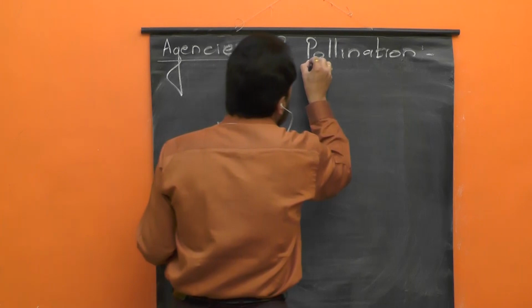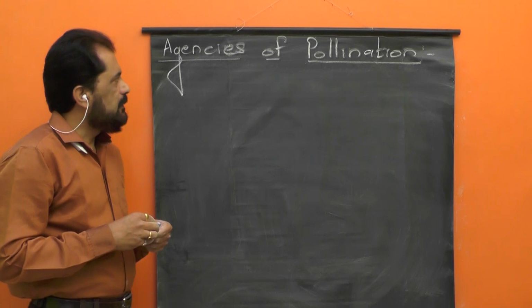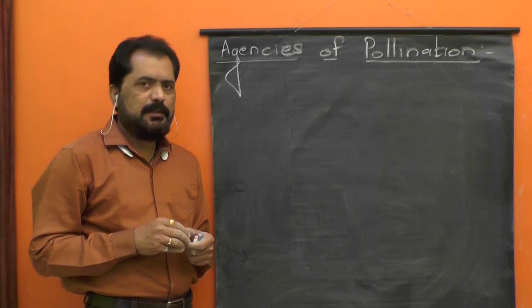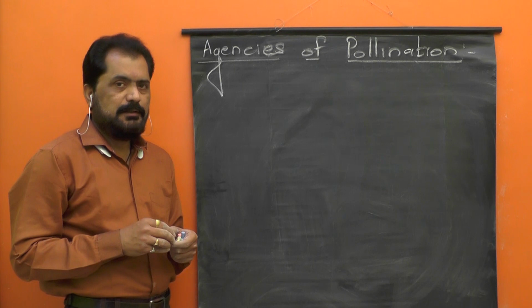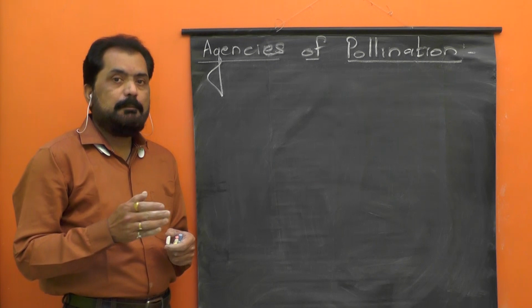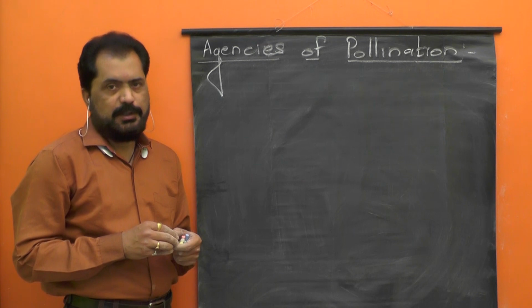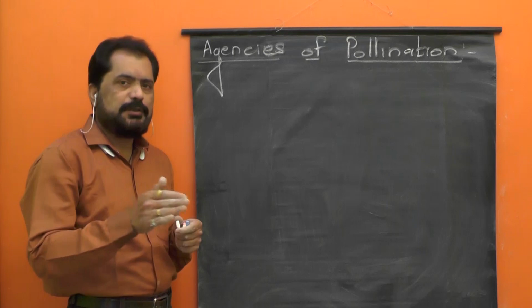I told you just now that agencies of pollination are nothing but different living and non-living factors. Living, that is biotic, and non-living, that is abiotic factors which bring about the process of cross-pollination. Let me tell you first of all the different biotic and abiotic factors. Which are those?